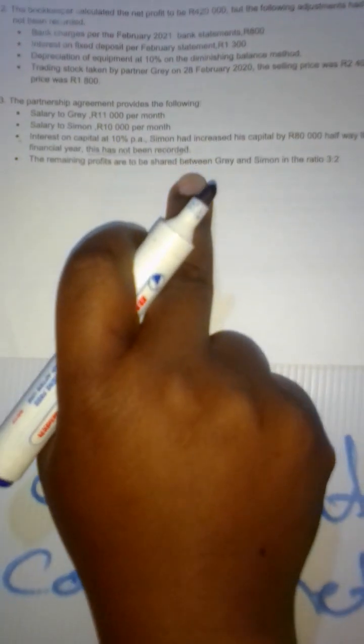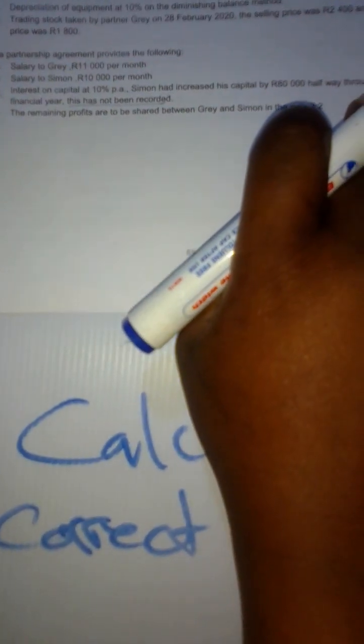Let's look at another item. We've got interest on capital at 10% per annum. Simon had increased his capital by 80,000 halfway through the financial year. This has not been recorded.